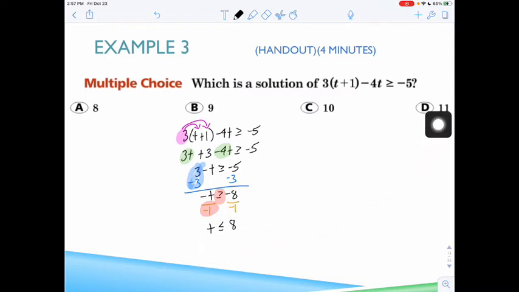So if we look at 11, 11 is not less than or equal to 8. 10 is not less than or equal to 8. 9 is not less than or equal to 8. However, 8 is equal to 8. So since it is equal to 8, it is included in the less than or equal to. So we would choose A.